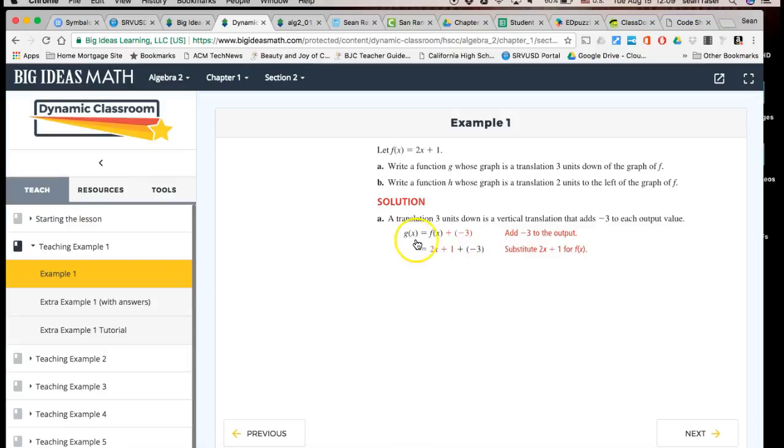So we substituted our original function for f. Now we simplify this transformation. Right here we've got plus 1 plus negative 3, which is 1 minus 3, or negative 2. So now we get 2x minus 2. And if we go ahead and graph that, you'll see that that's our change. Remember, all we did when we looked at that graph was just move down to negative 2.